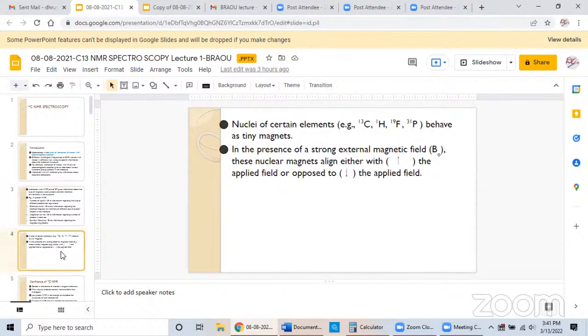That's why I'm repeating. And next, you see, I told you that different nuclei of certain elements behave as tiny magnets: carbon, hydrogen, fluorine, and phosphorus.